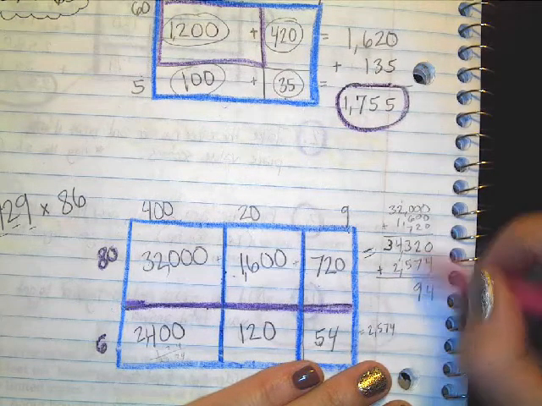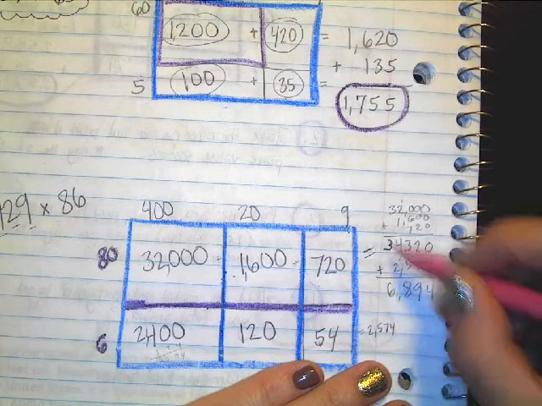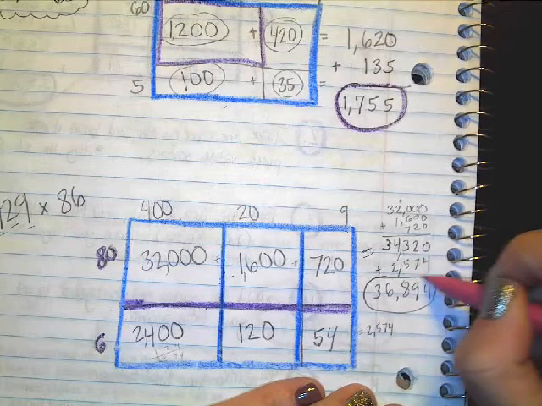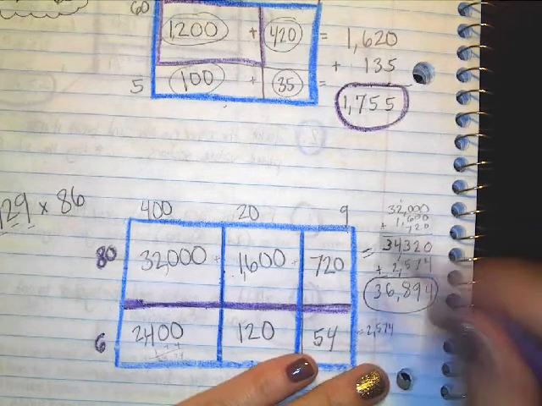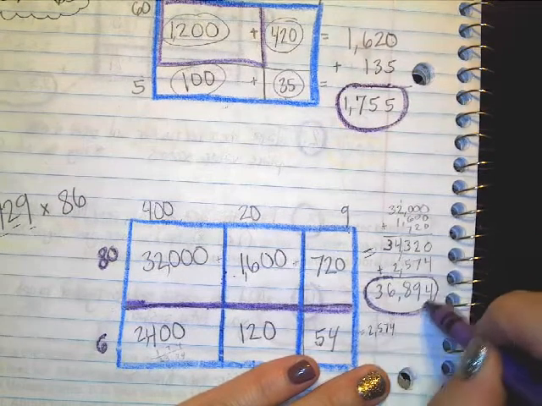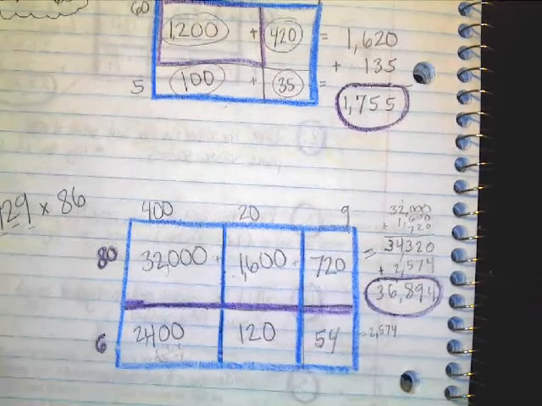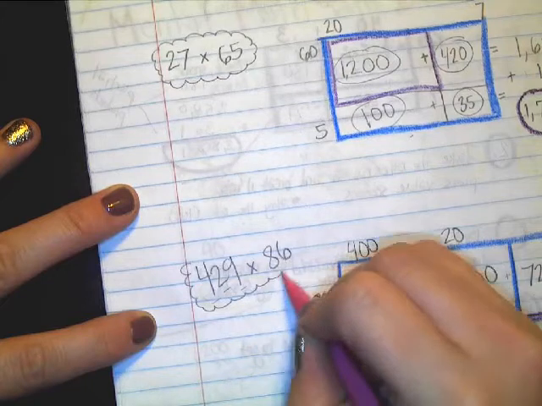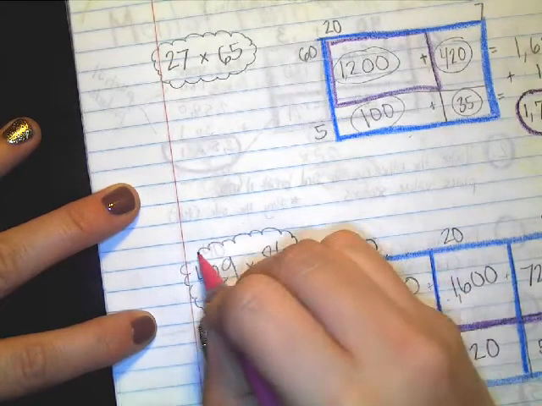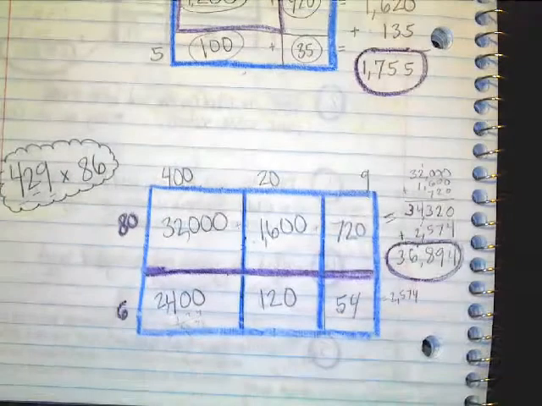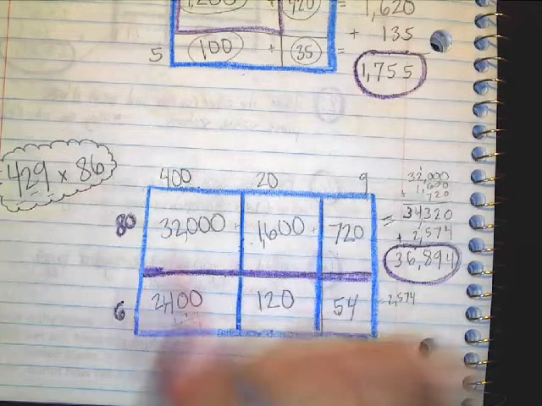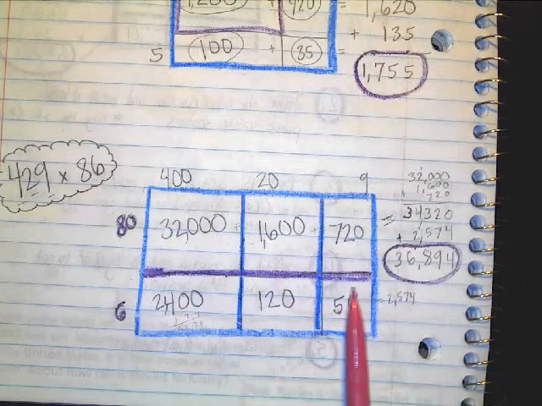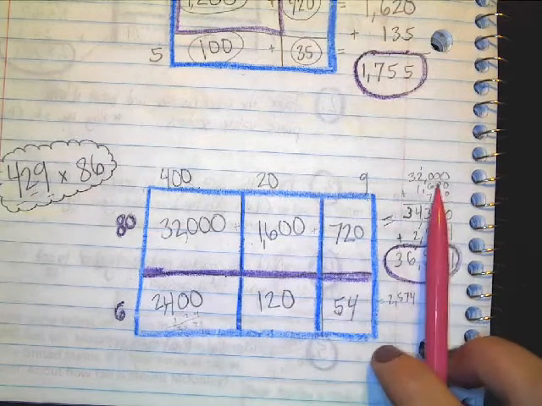So I'm going to put that number up here to be added to this other partial product. Make sure you line up the thousands place. 2,574. And then you just add those together. 0 plus 4 is 4. 9, 8, 6, 3. My final answer is 36,894. Pretty crazy.